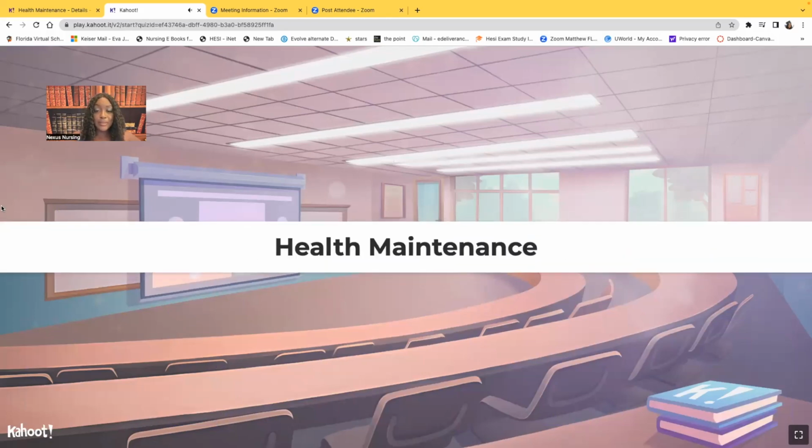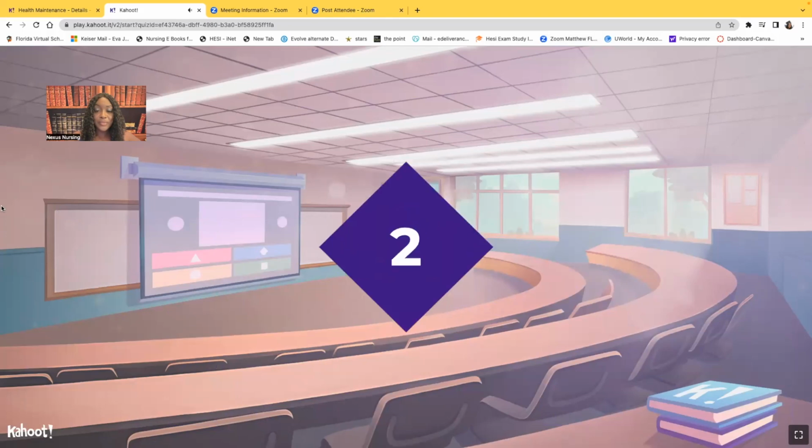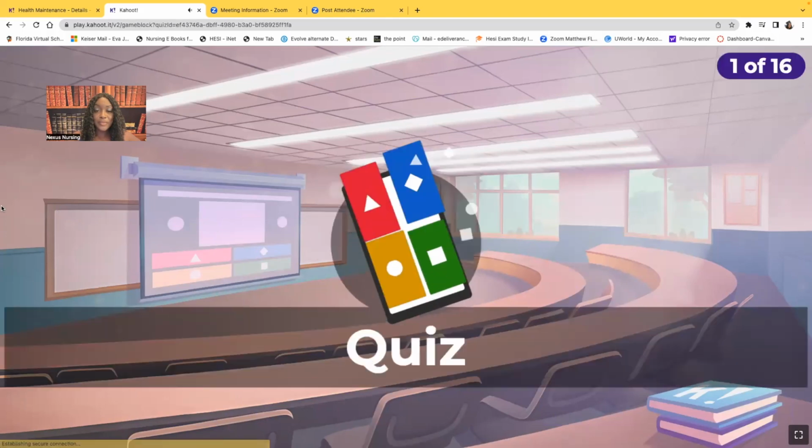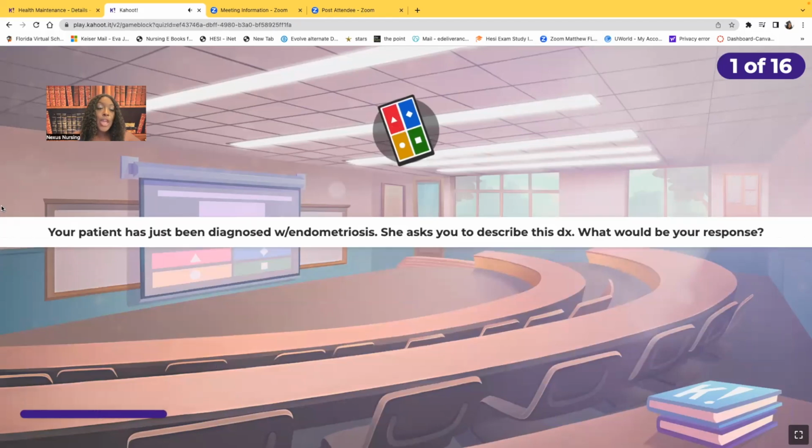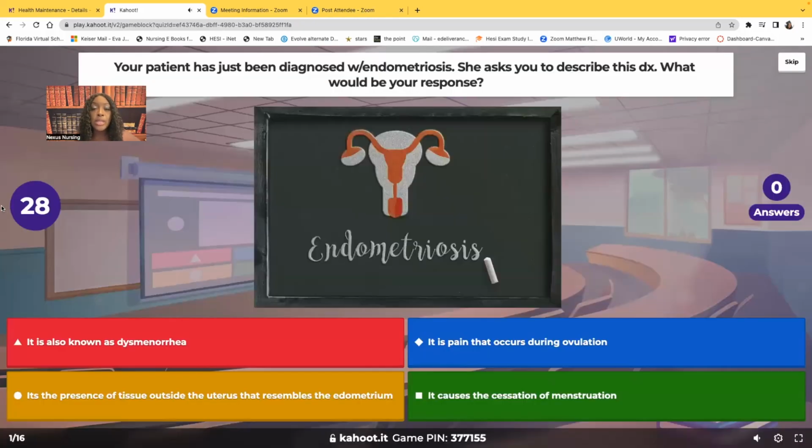Health maintenance. Your patient's just been diagnosed with endometriosis. She asks you to describe this diagnosis. What is your response going to be?